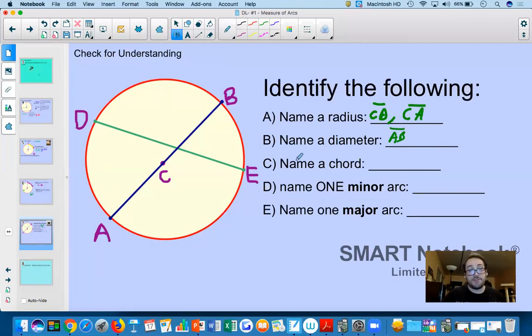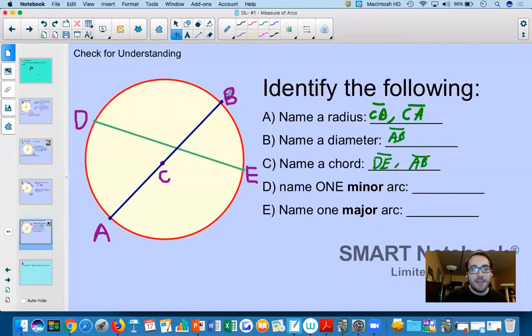Name a chord. There's actually 2 chords here. You could say DE is a chord. And you can also technically say that AB is a chord. Remember, diameters are special chords. Okay. A minor arc. There's a lot of minor arcs. I'm going to name just a couple. 1 minor arc, actually, I should name all of them. We'll do it in a different color.